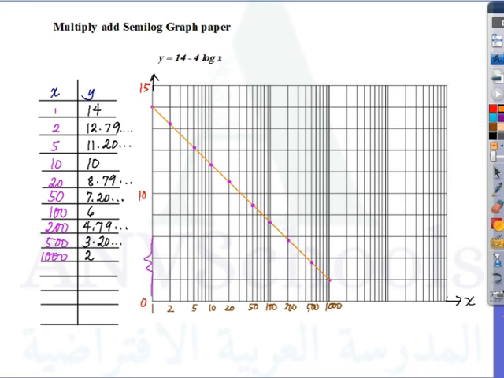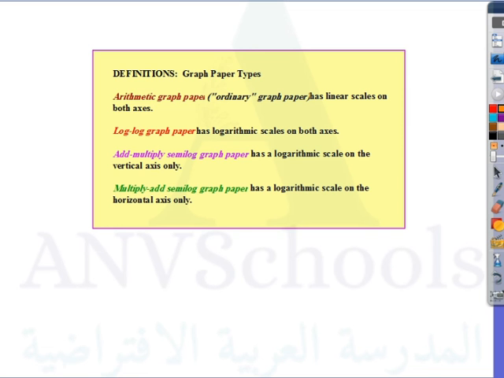And if we are to continue this, then this will go like this. Okay? So in summary, definitions of graph paper types. For arithmetic graph paper, these are ordinary graph papers. They have linear scales on both axes. These are the graphing papers that we normally use in school. And the math paper, if you have a math notebook, this is the math graph paper that we have. The scales are uniform on both axes.